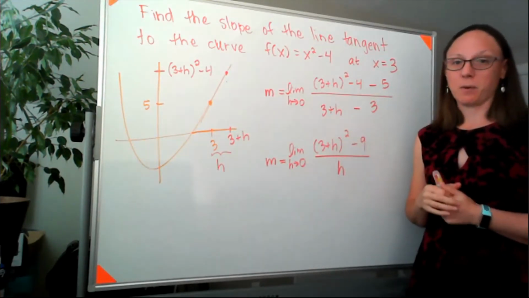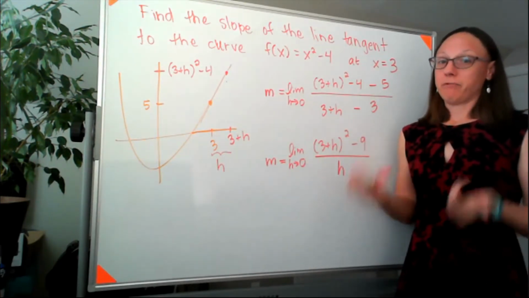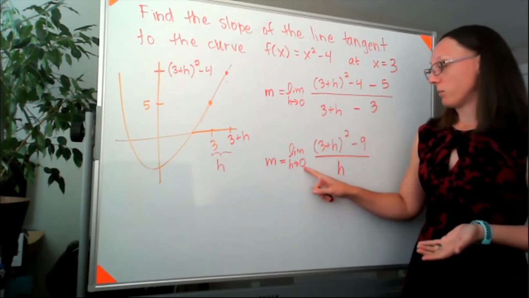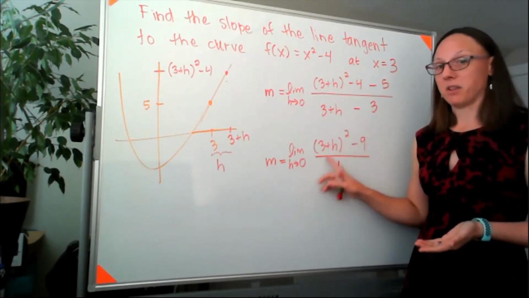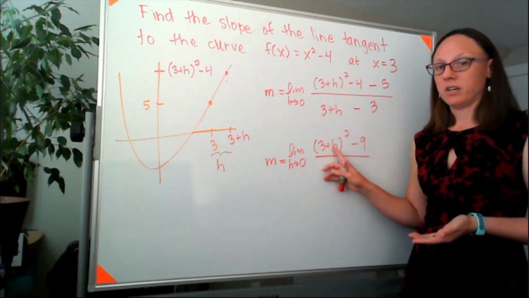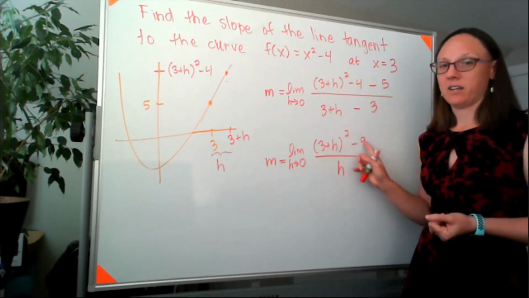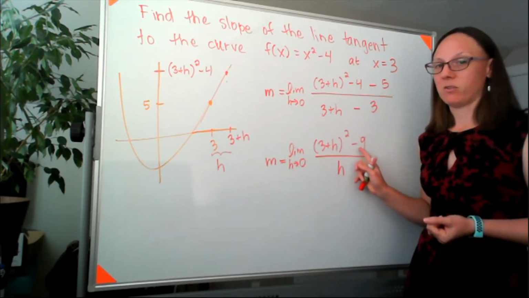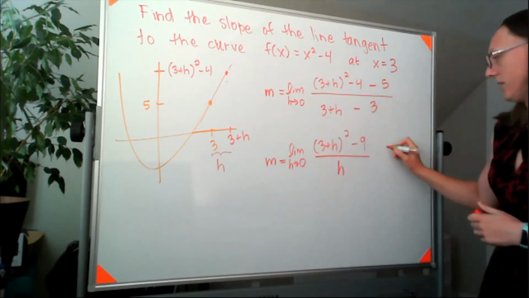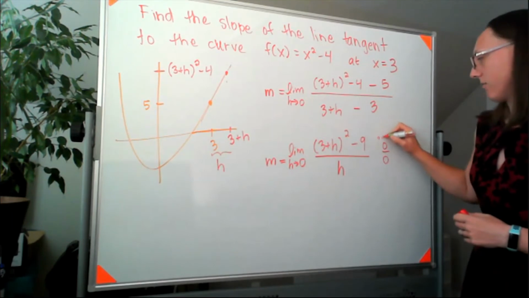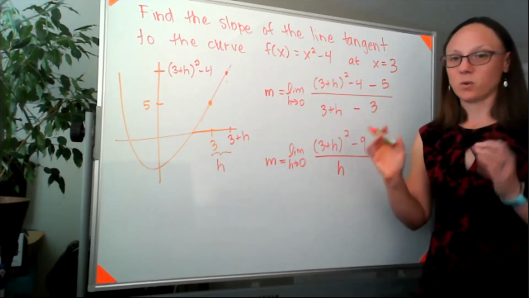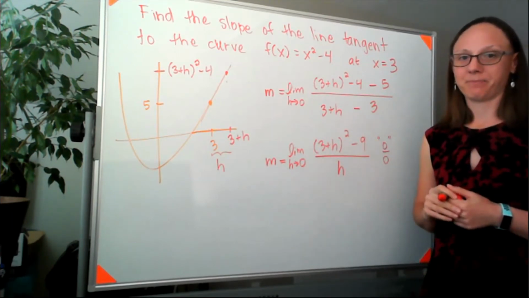Let's push through this limit problem together. First thing we try with a limit problem is to plug in the value. And if I plug in 0, 3 plus 0 is 3. I'll square that and get 9. 9 minus 9 is 0. We've got 0 on the bottom. So that's going to 0 over 0, which says we better do some algebra.